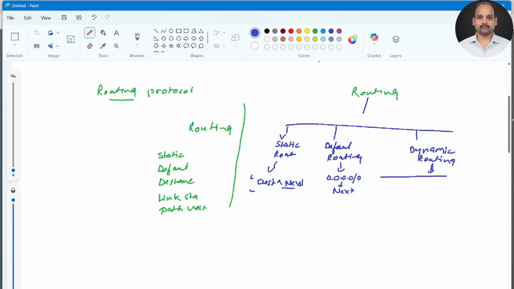In dynamic routing, there are two types of protocols, that is IGP and EGP. IGP means interior gateway protocol, and EGP means exterior gateway protocols.